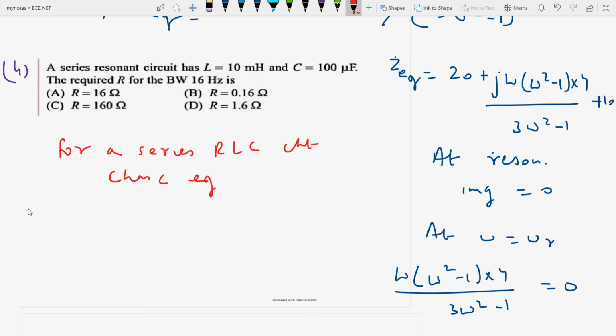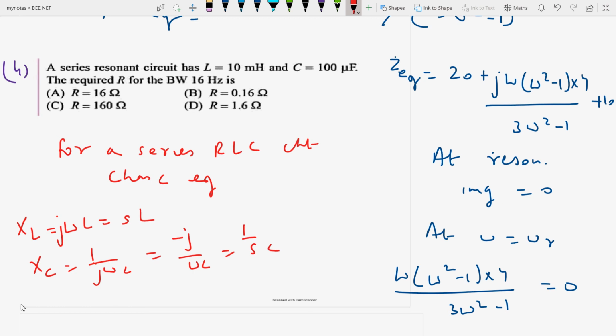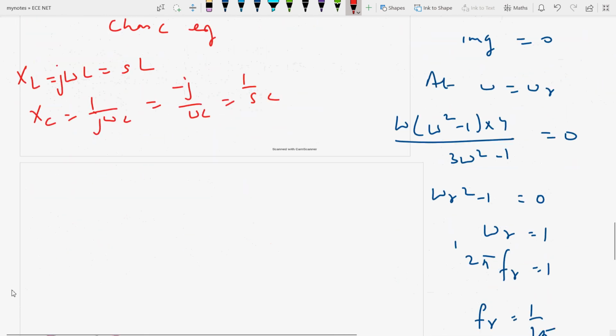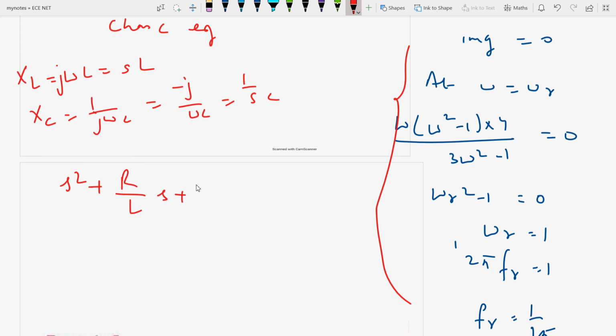You know, XL is equal to omega L. I can write it as j omega L also, so I can write it as SL. XC is equal to 1 upon j omega C, so I can write it as minus j by omega C, and I can write it as 1 upon SC. So just putting down the values, you can calculate the characteristic equation as S square plus R by L S plus 1 upon LC equal to 0. So your bandwidth is equal to R by L.